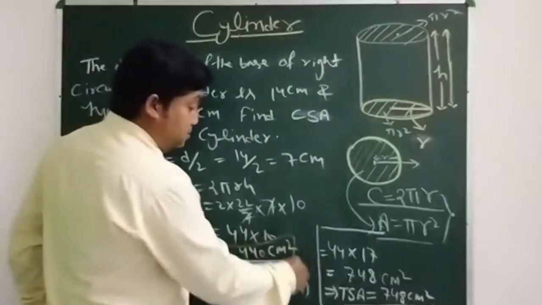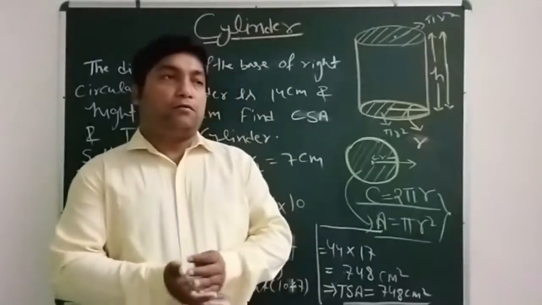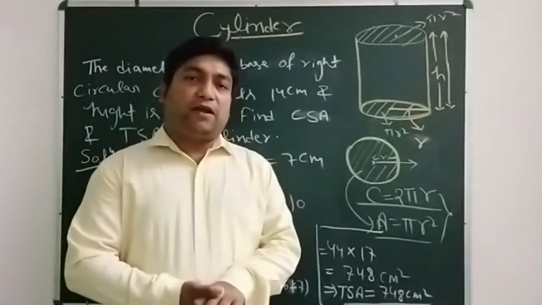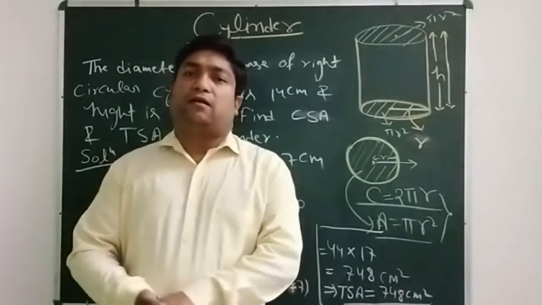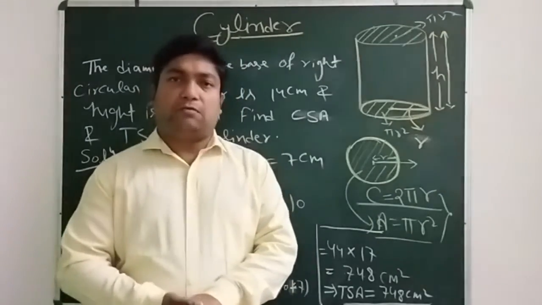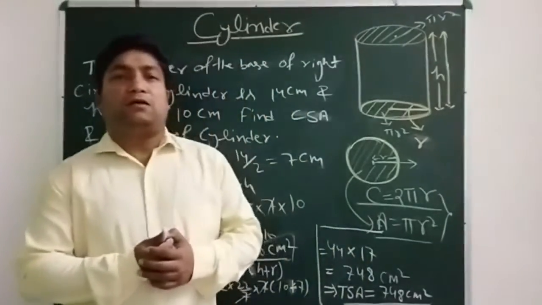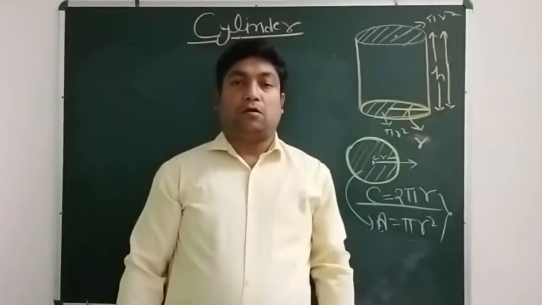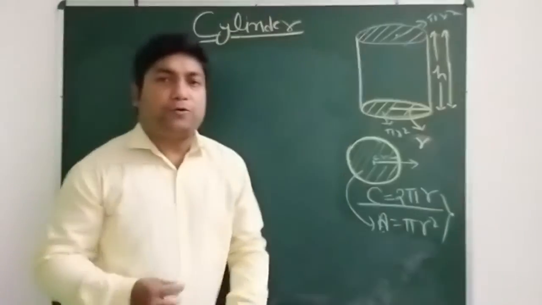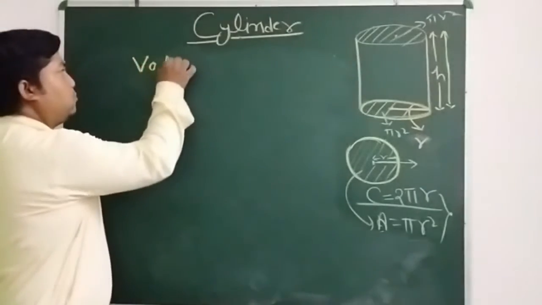centimeter square. Okay, so from this formula you see that we can easily find different kinds of questions in which we are given the CSA and the TSA of the cylinder. Okay, now we have to find the formula of the volume. Now we start the volume of the cylinder.